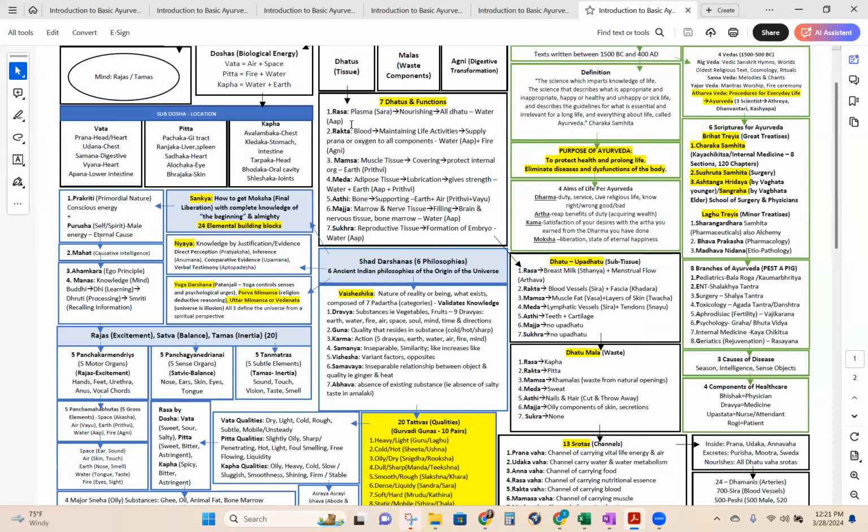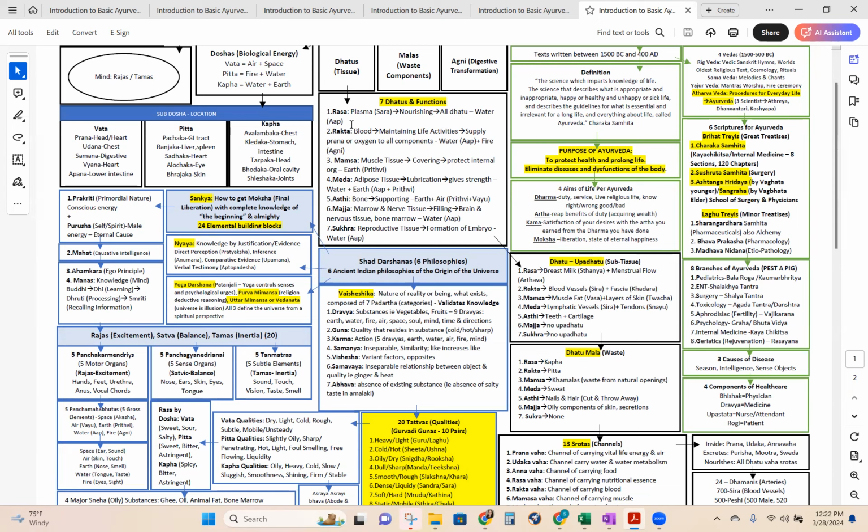Rakta is the blood, and it maintains the life activities and supplies prana, or oxygen, to all components of the body. And it is made up of water, Ap, and fire, Agni. Mamsa, also known as the muscle tissue. Its covering protects internal organs. It is made of earth, Prithvi.